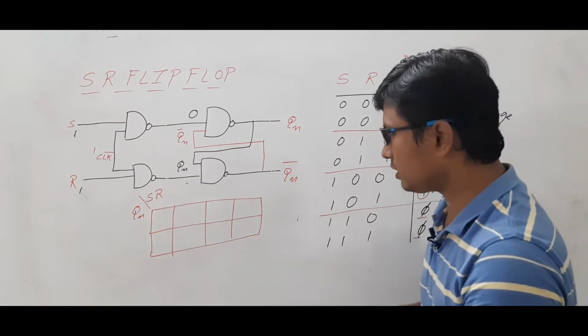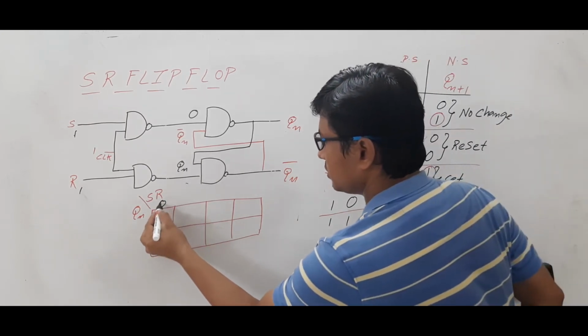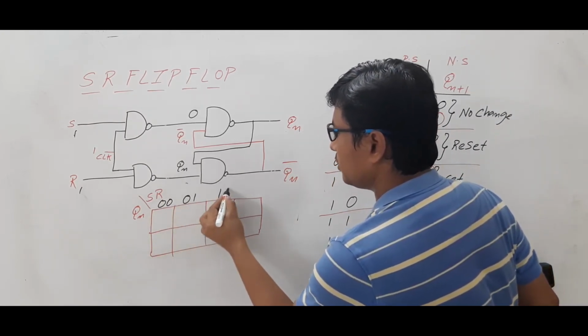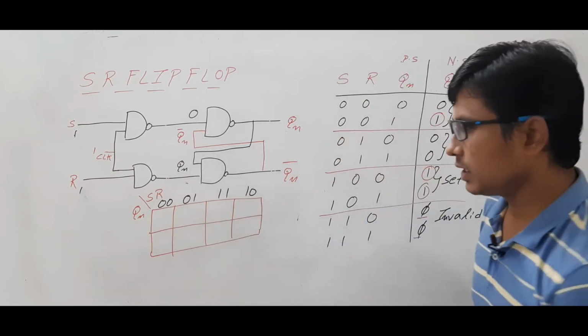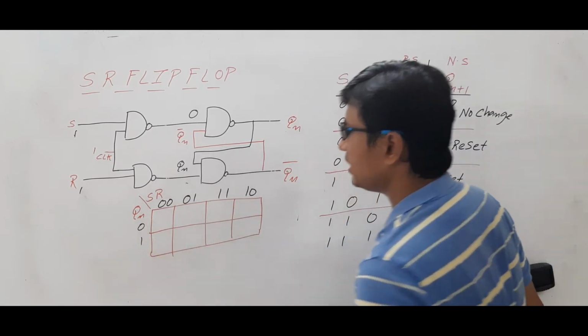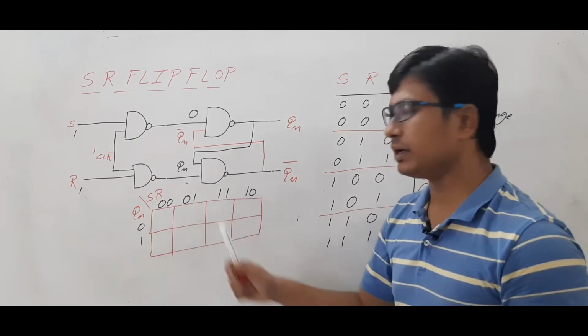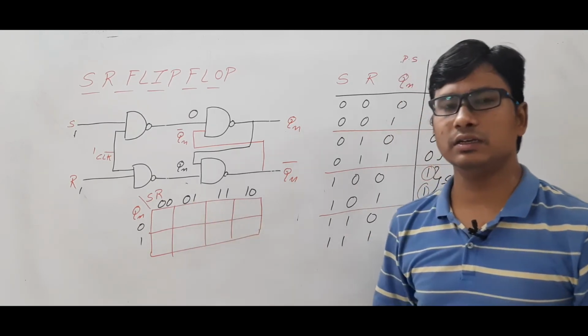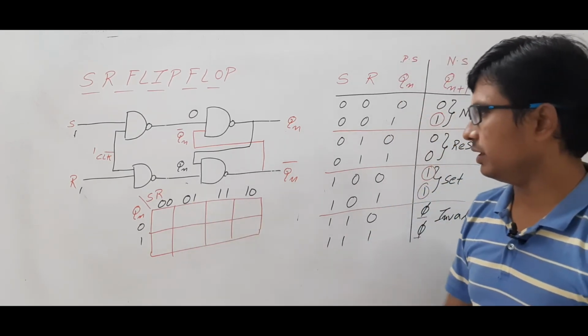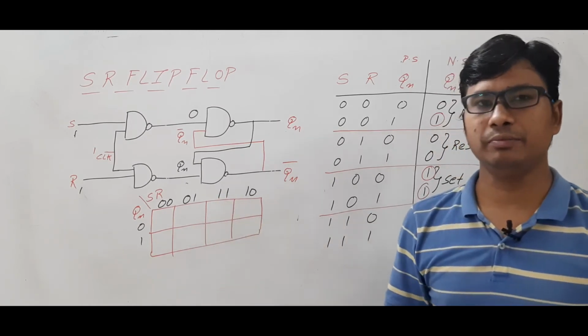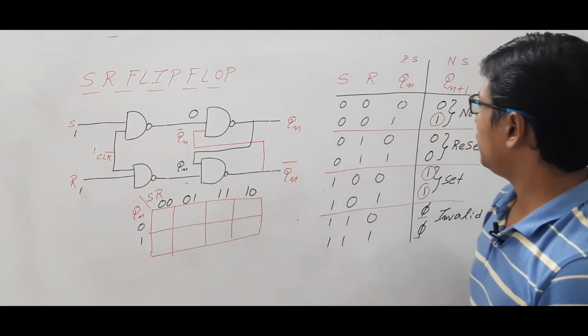Now this will be what? 0 0, 0 1, 1 1, 1 0. And this will be 0 1. Why have I written 0 1 after 1 1? Because the adjacent cells should differ by a single bit only. If I keep 1 0, it will differ by 2 bits. Okay. Now tell me one thing.